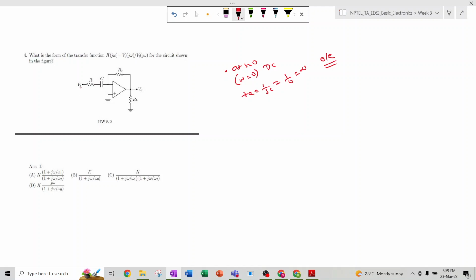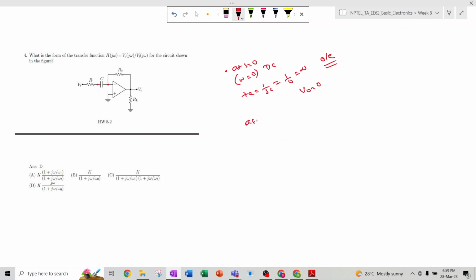So irrespective of the input, the output will be 0. That means it should be an open circuit. As it is an open circuit, no current flows on this side, no current flows on this side also, so VO will also be equal to 0.